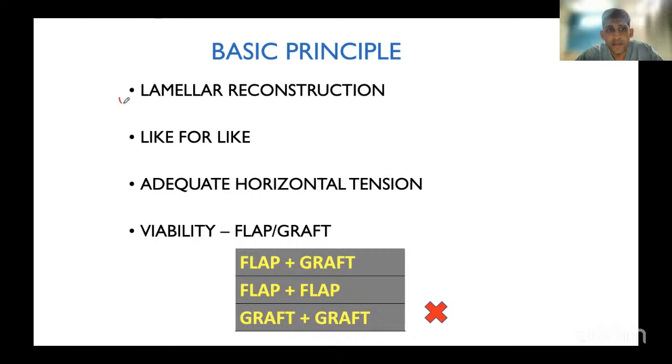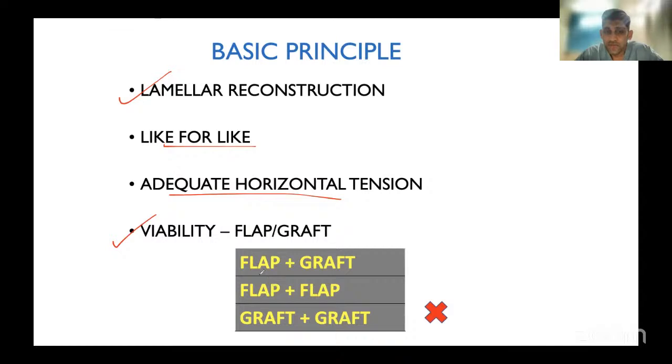Now, there are certain basic principles that we have to follow while performing an eyelid reconstruction. First is the principle of lamellar reconstruction. Lamellar reconstruction means you replace anterior lamella with anterior lamella-like structures, posterior lamella with posterior lamella-like structures. That is like for like. There should be adequate horizontal tension, no laxity, otherwise it might lead to eyelid malpositions, either in the form of entropion or ectropion. And last but not the least is whether you're going to use flaps or grafts.